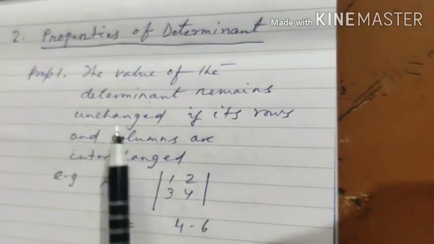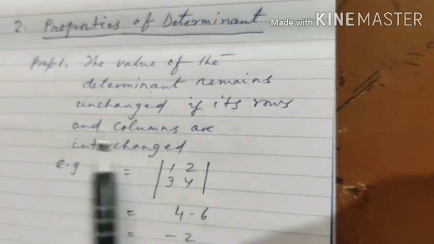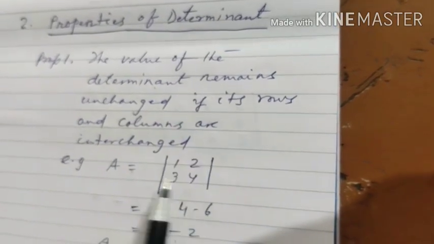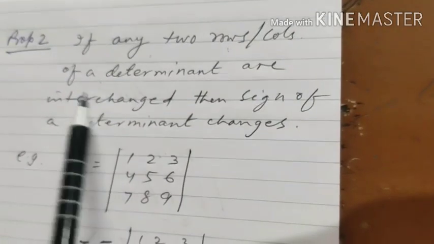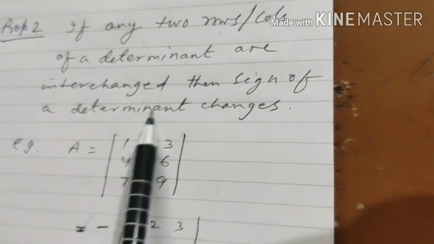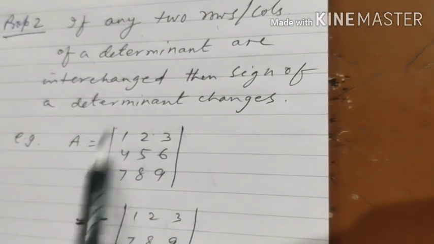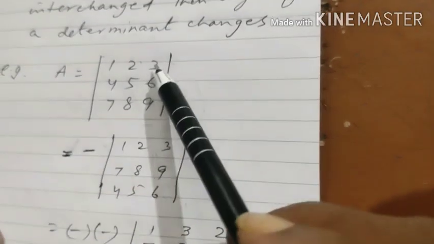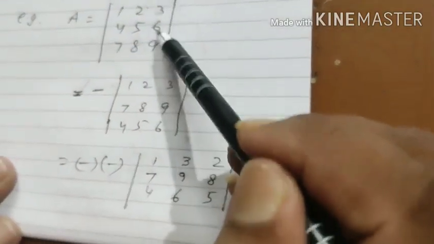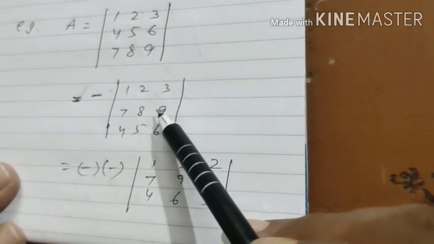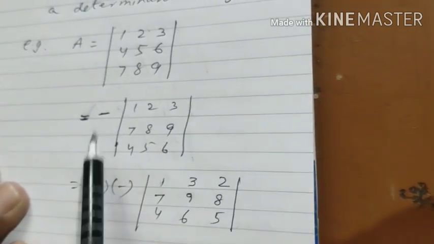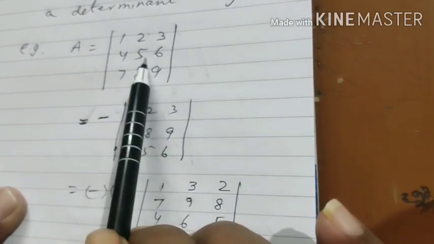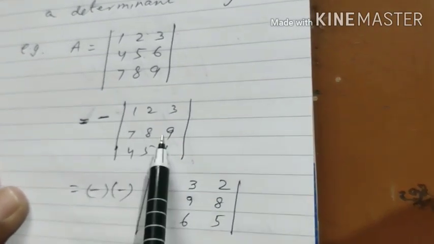Property 1: the value of the determinant remains unchanged if its rows and columns are interchanged. If the rows and columns are interchanged, the answer is the same. Property 2: when two rows or columns of a determinant are interchanged, the sign of the determinant changes. Suppose we interchange two rows, 1, 2, 3 and 7, 8, 9 with 4, 5, 6. Automatically a negative sign will be taken. Suppose the answer is x, then the answer here is minus x.